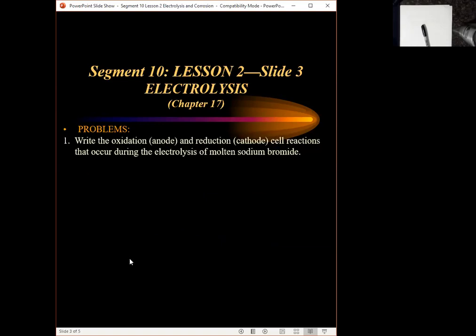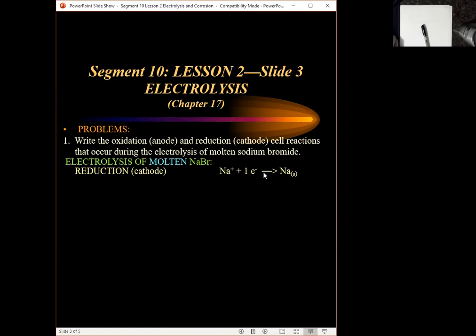Okay, let's look at some problems. Write the oxidation, anode, and reduction, cathode, reaction for each of the electrolysis that occurs during the electrolysis of molten sodium bromide. Now, if you melt sodium bromide, you're going to have sodium ions and bromide ions in the melt. So what would happen then is the sodium ions would be reduced.